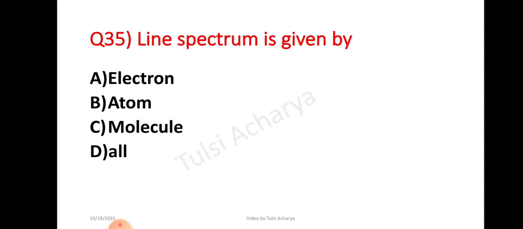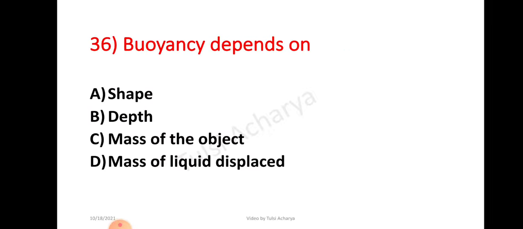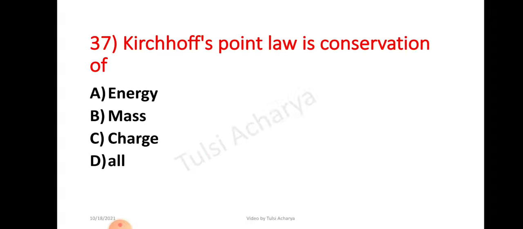Now let's move to question number 35. Line spectrum is given by, we know that line spectrum is given by atoms like helium, neon. So atom is the right answer for question number 35, that is option choice B. Now let's move to question number 36. Buoyancy, or buoyant force, depends on the mass of the liquid displaced, that is option choice D. Now let's move to question number 37.